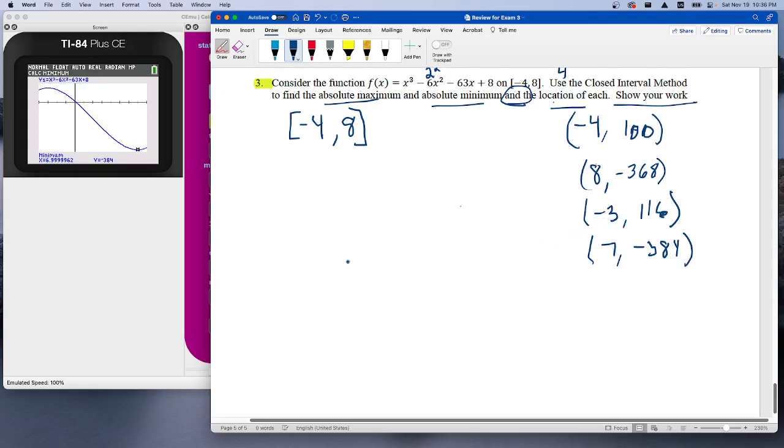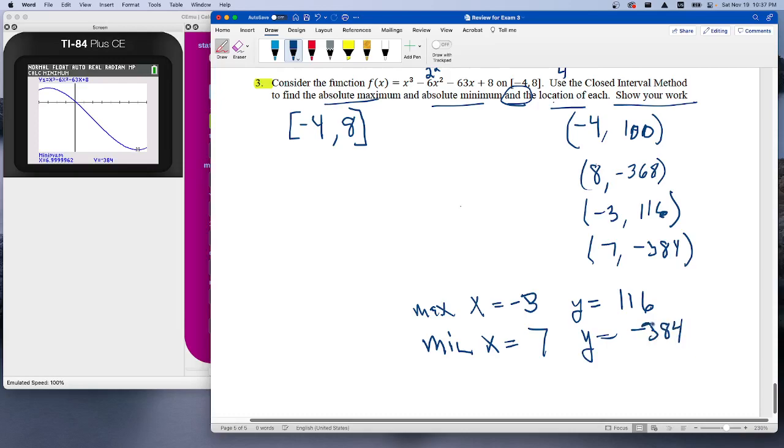The locations would be, at the max, it happens at x equals negative 3, and then the maximum value is the y value is 116. Okay, the minimum is an x value of 7 with a y value of negative 384.